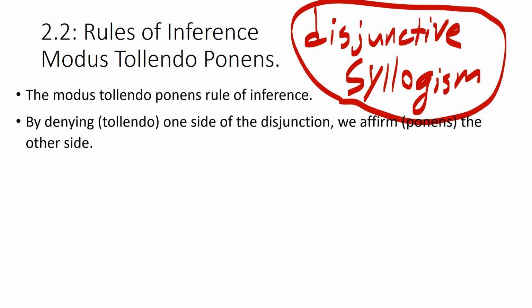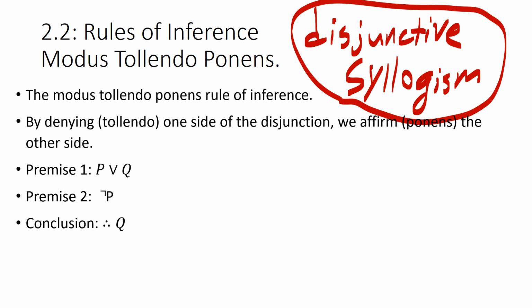By denying, tollendo, one side of the disjunction, we affirm, ponens, the other side. So here's the argument. Premise 1, a disjunction, P or Q. Premise 2, a negation, not P. And then we have our conclusion, therefore Q. Now note that the disjunction, P or Q, is true insofar as at least one of those options, P or Q, is true. So if we know for a fact that P is not the case, it must be the case that Q is the case. And the textbook will abbreviate this as TP for tollendo ponens, but because most textbooks call this the disjunctive syllogism, we can just say this is DS for short.